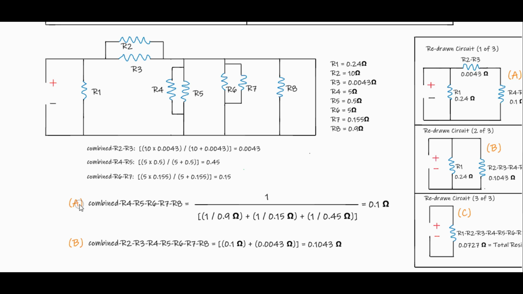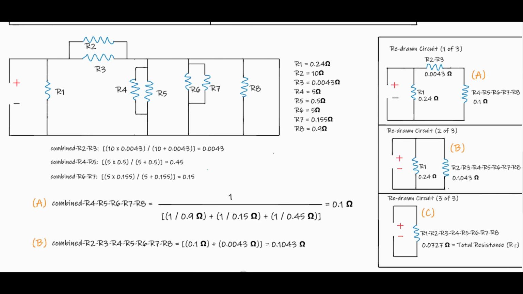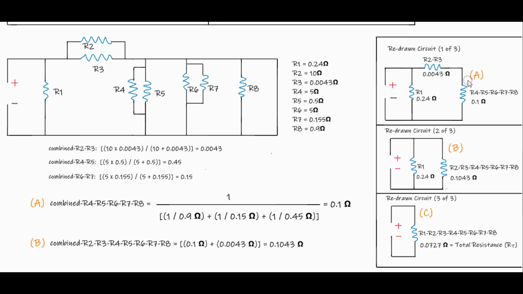We can do so here with A, where we use the inverse fractional sum rule. We calculate 0.1 ohms total resistance, which we redrew the circuit afterwards as such here in 1 of 3. Then after that, we can quickly combine R2, R3 with R4 to R8, which is just adding these together in series. So when we do so, we get 0.1043 ohms.